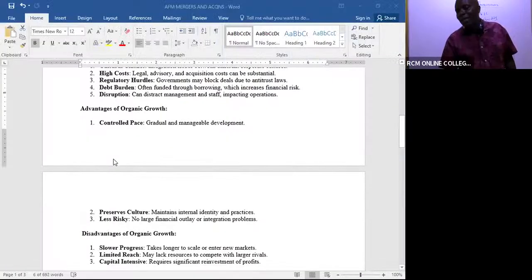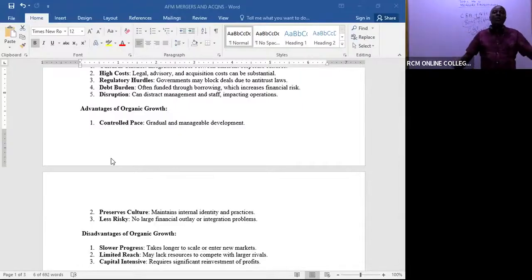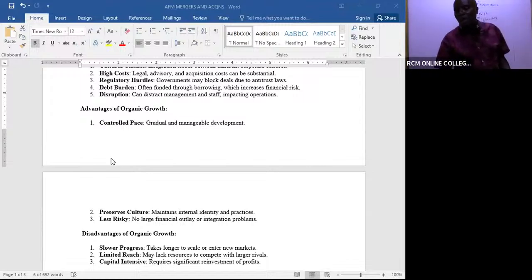All right, ladies and gentlemen, how about this organic growth? Is it good? Yes. If I'm growing RCM organically, it's not that bad because I'm going to have what we call a controlled growth pace, gradual and manageable development. Slowly, we get our profits at the end of the year. We plow back like 20%. We keep on growing slowly.